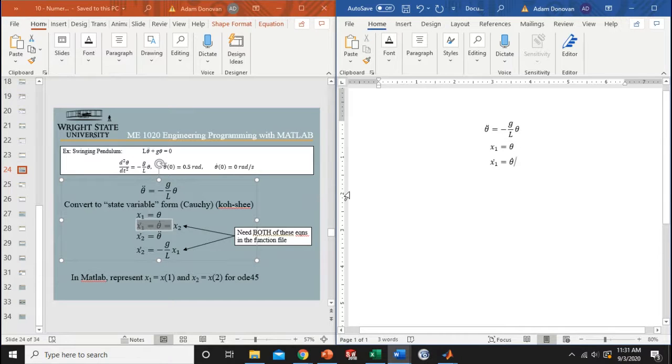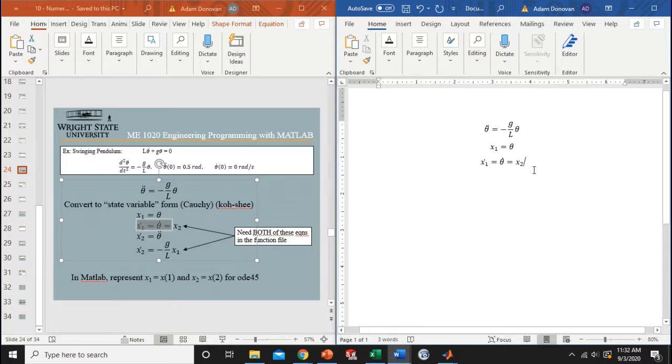And so what I'm going to do here is I'm going to set this equal to, oh, I hate word equation editor sometimes. This is going to be equal to x2. So I'm going to create my new variable, and x2 is equal to theta dot. And so I've created my new variable. The derivative of the function is my new variable. So hopefully you're following me at this point.